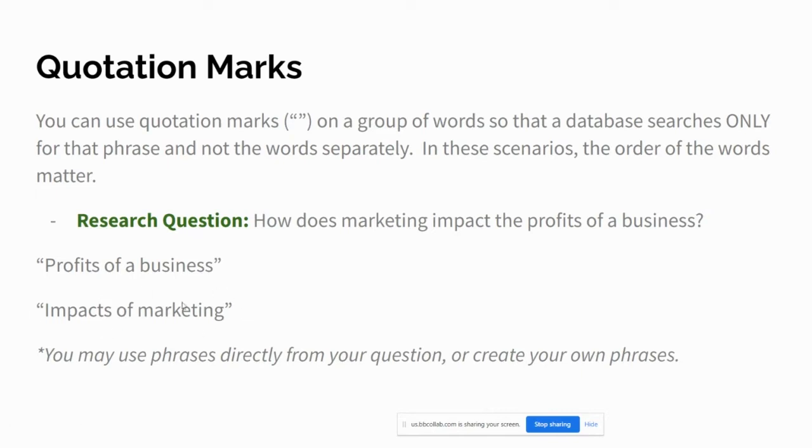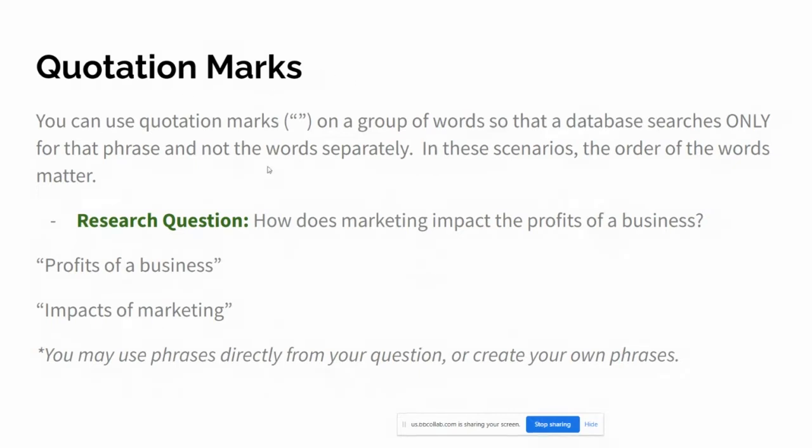The same thing is going to go with "impacts of marketing." What a quotation mark really does is stick the words together. It's not going to break them up in a search, and that's going to help you find something related to a phrase that you're looking for. When you're creating your phrases or using quotation marks, you can use phrases directly from your question, or you can create your own phrases that may relate to your research question. You can have some free reign with that, so you can tweak your search terms with the quotation marks as you see fit.